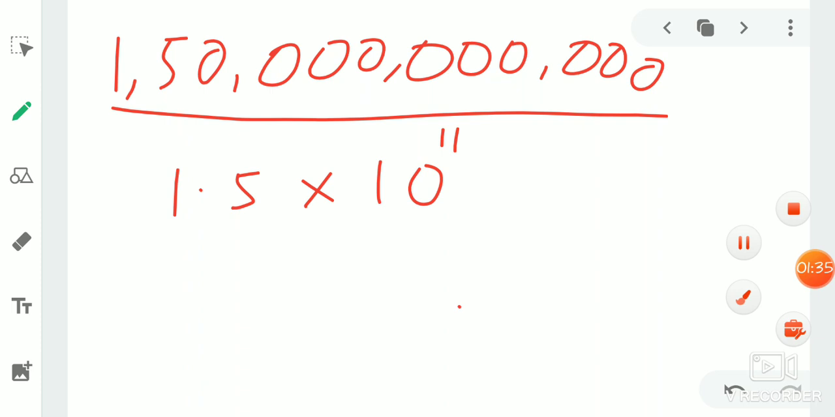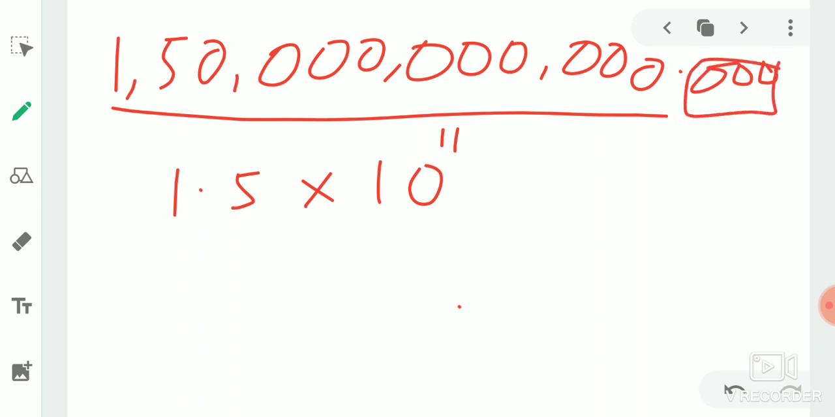Okay, if you see, we can put a point here, and after the point we can put zeros, as many as we wish, because they have no value. Zeros after the point have no value, so we have to shift this point.